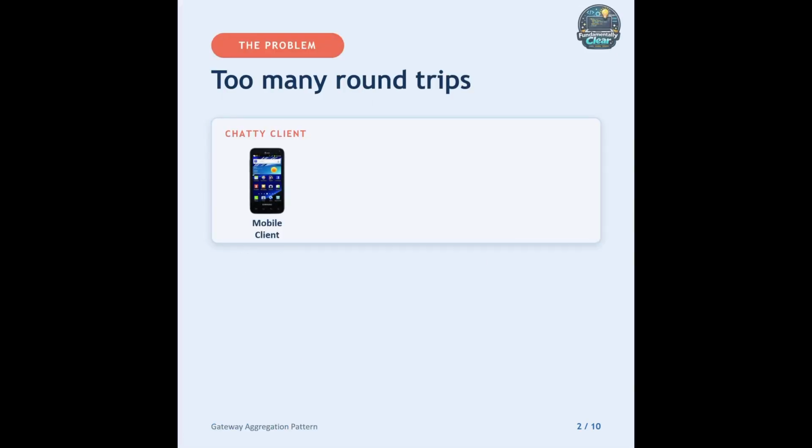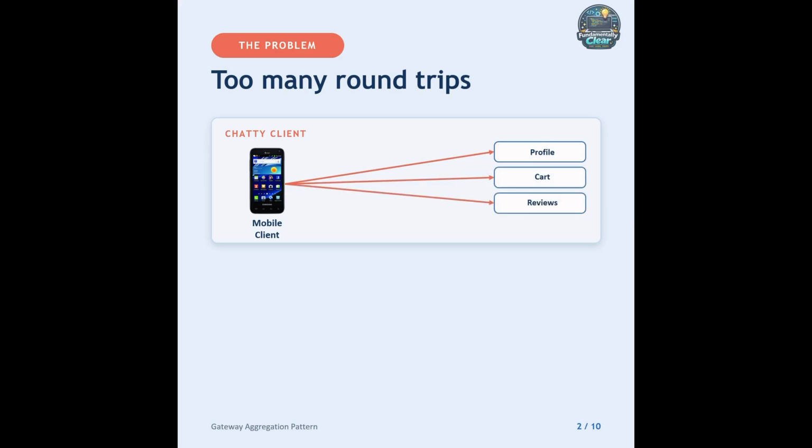Imagine you are opening an e-commerce application. The home screen loads, and behind the scenes, your phone is making four separate API calls: profile, cart, reviews, and inventory. Four round trips over a slow mobile network, one by one. That's not a feature, that's a design problem. And today we are going to fix it.